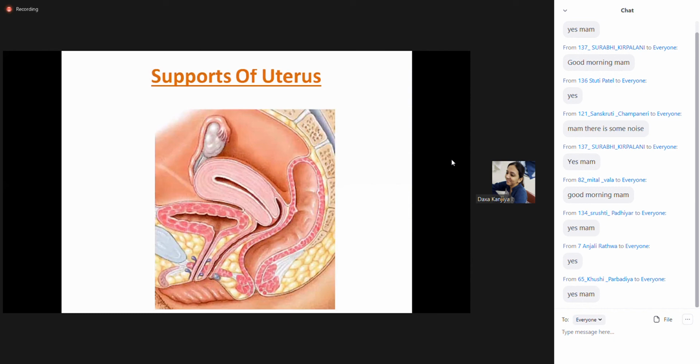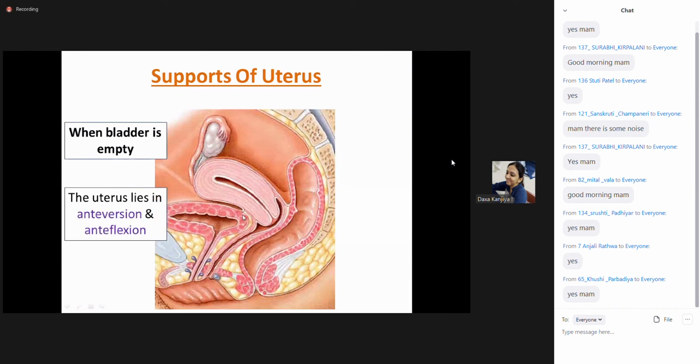See, in the sagittal section here, you can see the urinary bladder when it is empty. If the bladder is empty, the uterus lies in anteversion and anteflexion position. It is in the flexed position, so that the anterior surface of the body of the uterus rests on the upper surface of the urinary bladder. So in this position, there is no need of any support of the uterus. The uterus can itself maintain its anatomical position, anteversion and anteflexion.